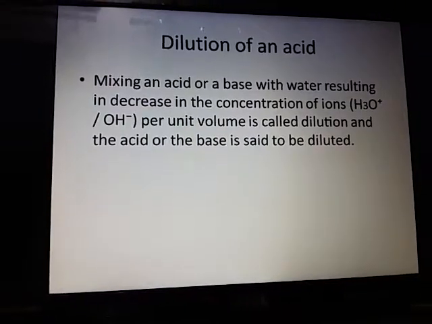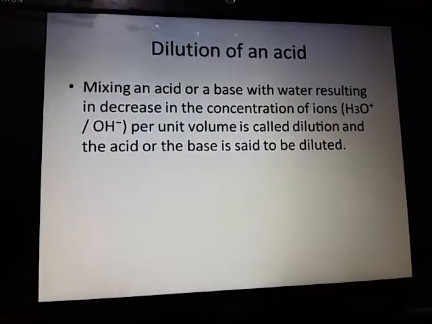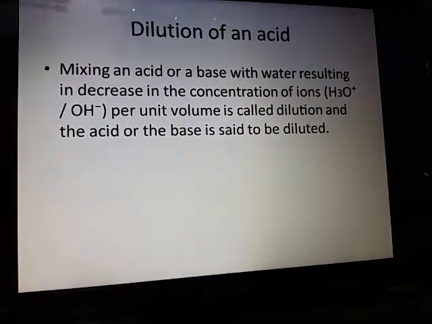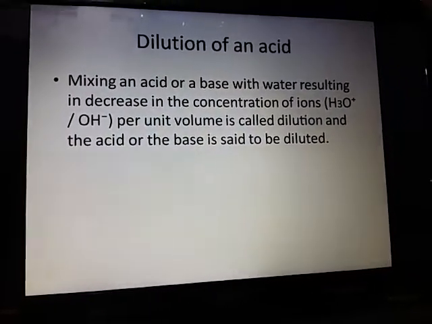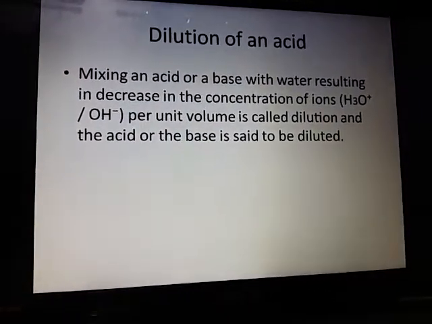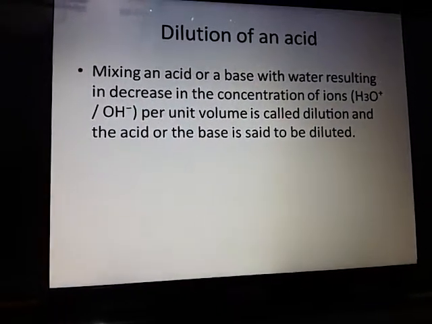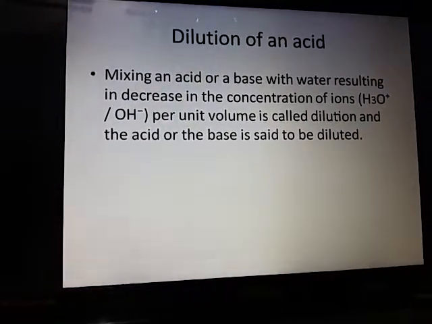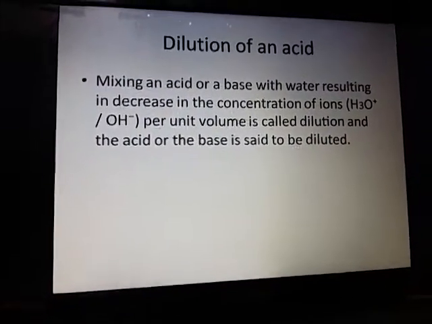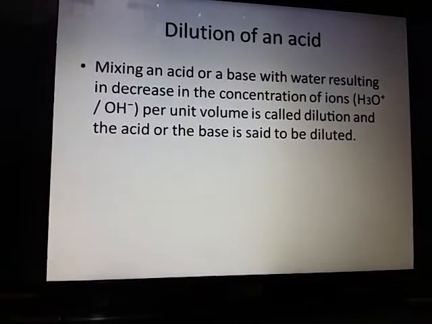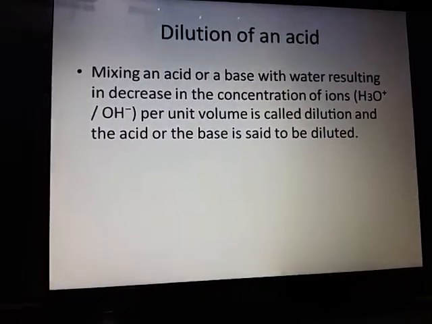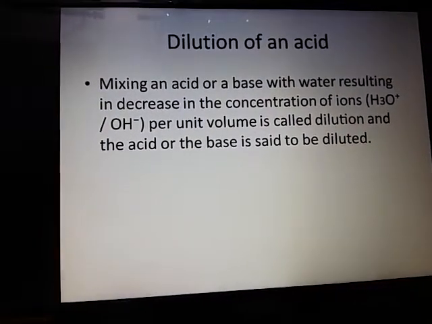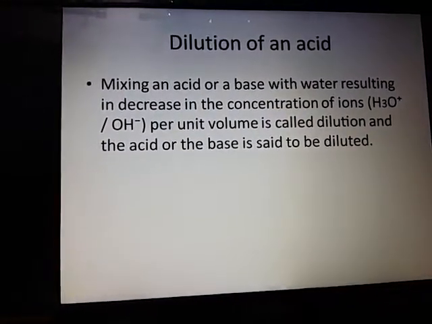Our today's topic is dilution of an acid. Now, what is meant by dilution? We mix water to an acid or a base, and thus what happens to this? It results in decrease in concentration of ions per unit volume. Okay, so this process is known as dilution. Now, what does it actually mean?